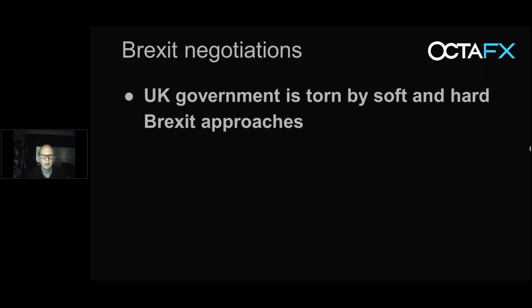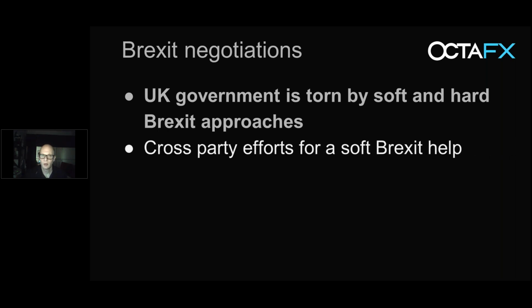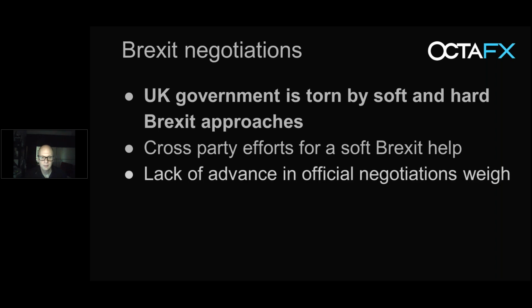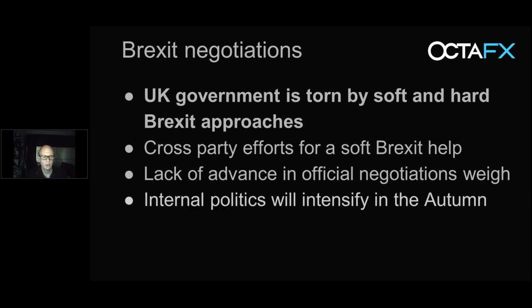And this is hurting the pound a bit. There are some cross-party efforts between the governing Conservatives and the Labour opposition to negotiate a common approach to a soft Brexit, and this, on the other hand, balances the pound, but the lack of advance in negotiations so far in Brussels is hurting the British pound.